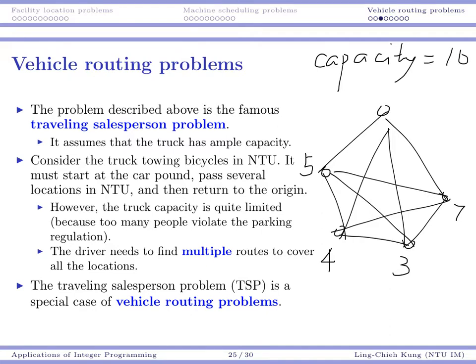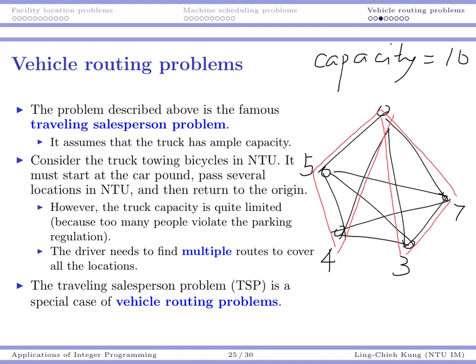Okay, then in each route you can handle at most 10 units of demand. Okay, and then you need to go back to your original location to clear all those demand items, and then you go out again. So one possible way is to first go here, and then your truck is almost full, so you go back, and then you go out again, and probably like this, and then you go back. So you need 2 routes to cover all the locations.